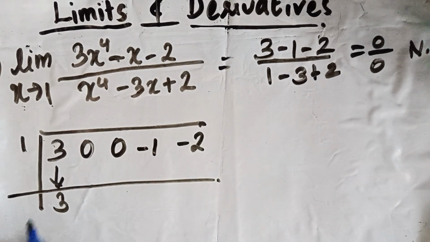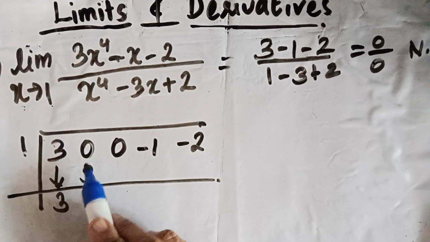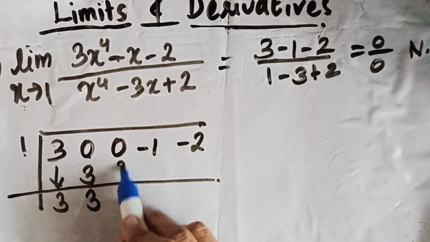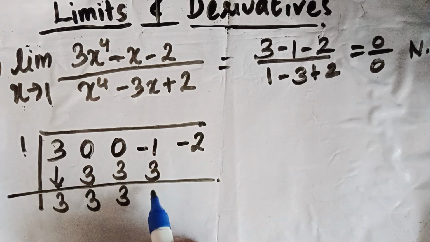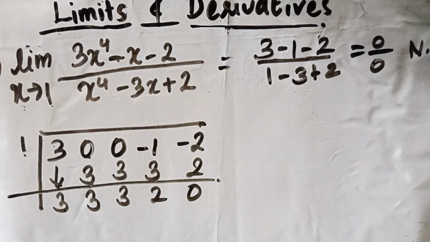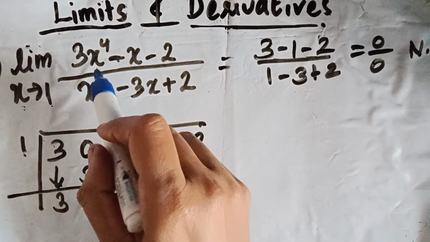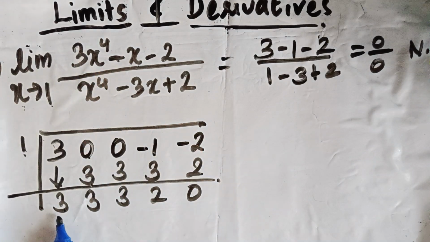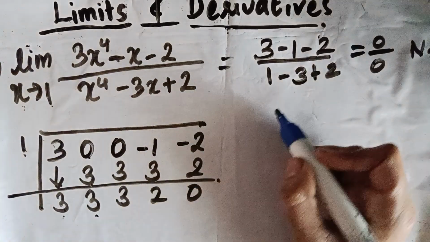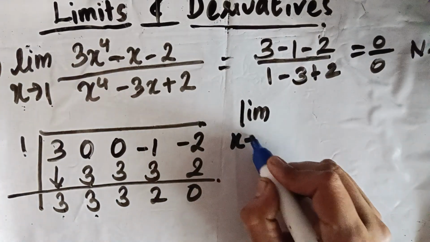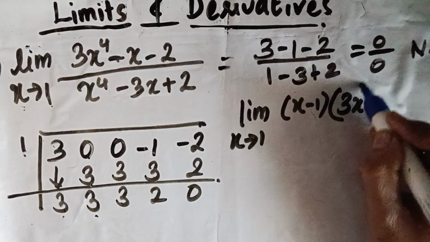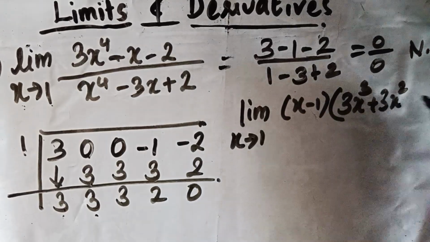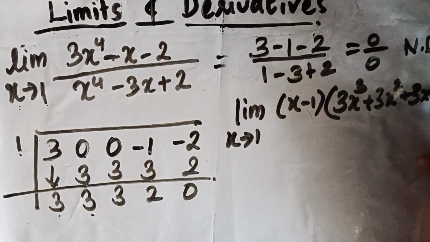So this 3 comes here. 1 into 3, 3, 0 plus 3 is 3. Again 3, 3. 1 into 3 is 3. This 2, 2, 0. Okay. So we are getting x minus 1 into 3x cube, I'll write here, x minus 1, 3x cube plus 3x square plus 3x plus 2.